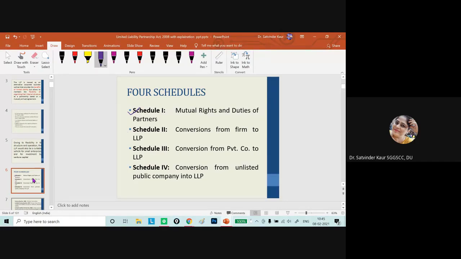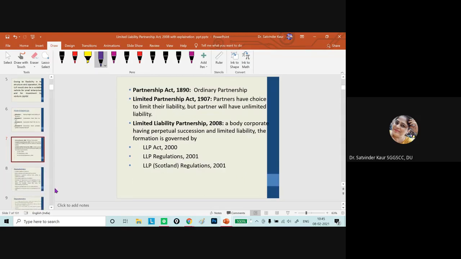Similarly, when we move further, we'll see the conversion rules. The conversion rules from one form of organization to another form of organization will be discussed in Schedules 2, 3, and 4 respectively. Now, if we talk about the rules, the old partnership act had unlimited liability, and the new LLP act has the new rules. So we have to go according to this.